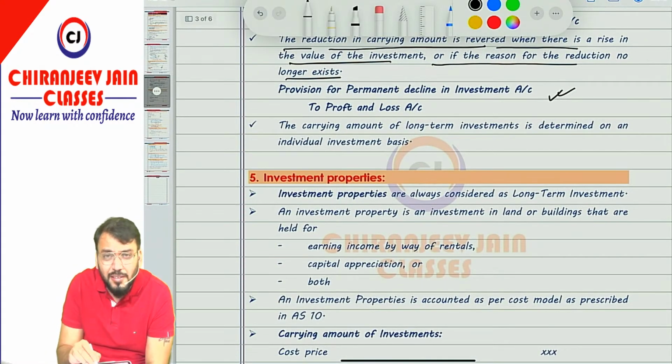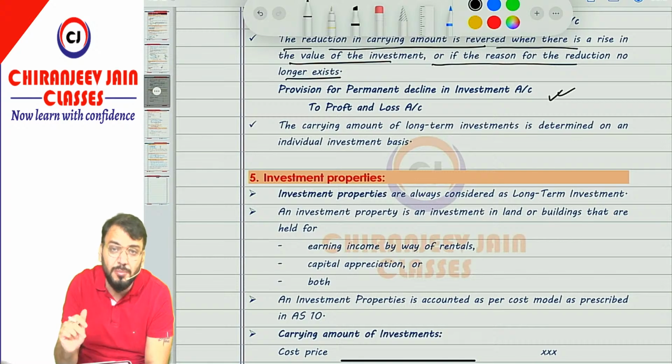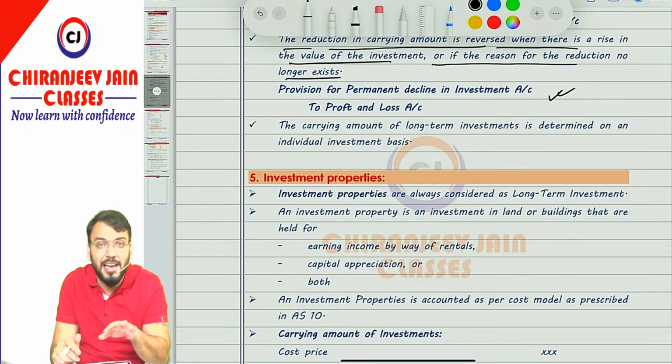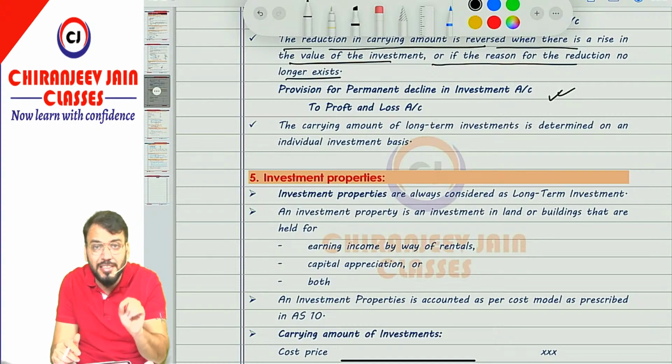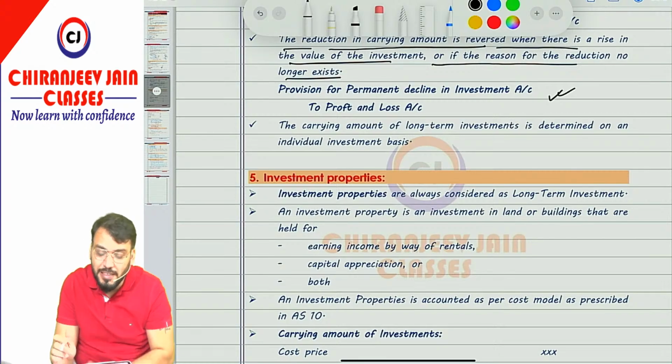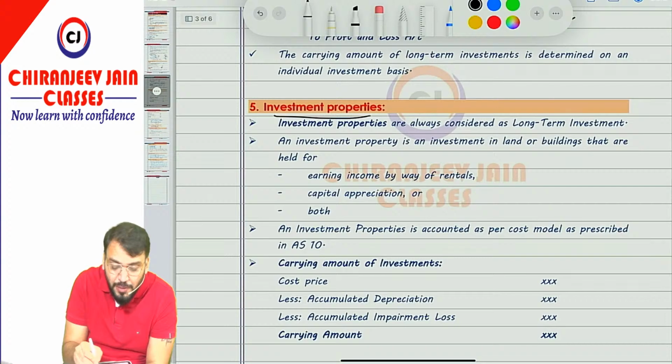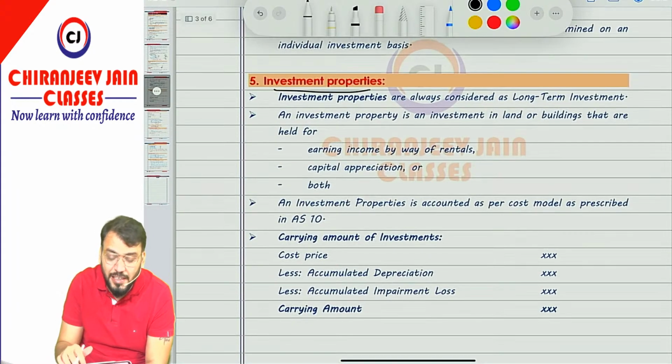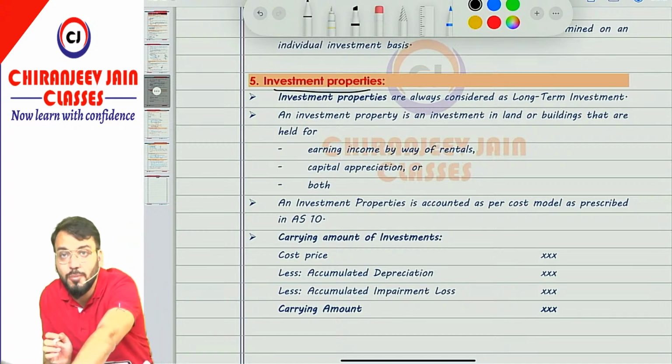Now, for creating provision, we always create the provision on an individual basis. Correct? For this we don't apply a category basis or global, overall basis. We always create a provision for permanent decline for each item of investment separately. Now coming to investment property, AS 13 says that investment property is always a long-term investment. Means investment property cannot be a current investment.